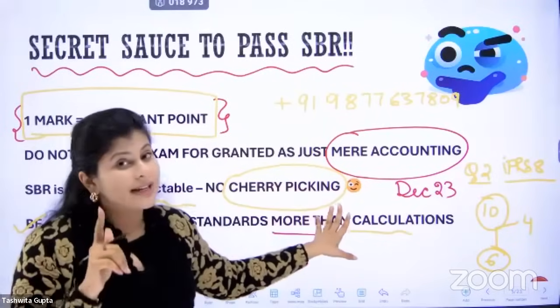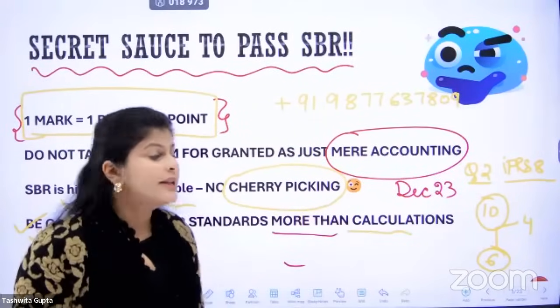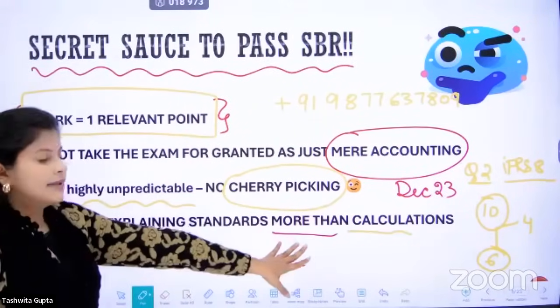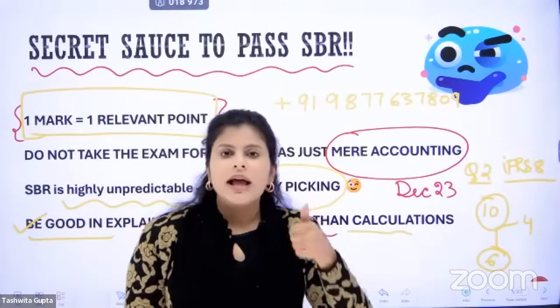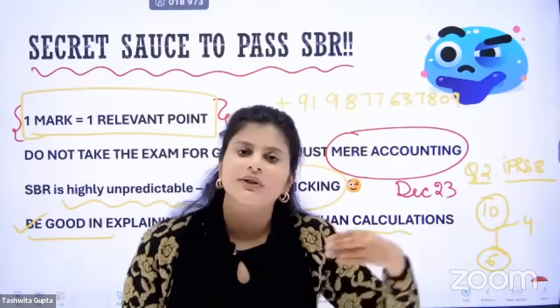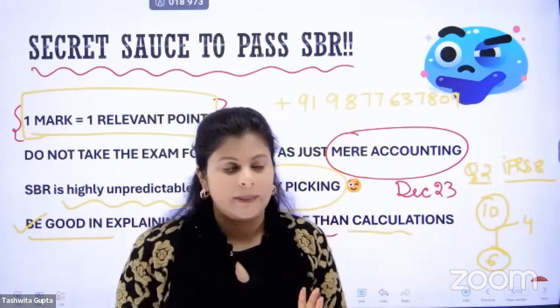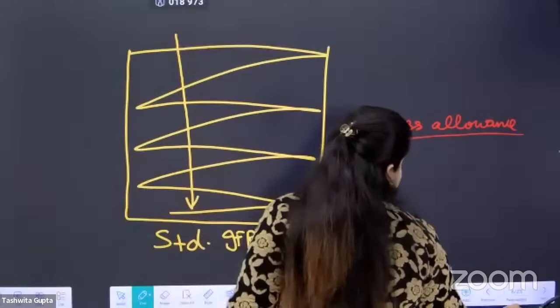No cherry picking. Please go through everything, not in depth, but at least cover 100%. And then please focus on explanations more than calculations. So make your calculations good, make them right. Don't try to achieve perfection, because explanation will come to your rescue. Okay. Next.